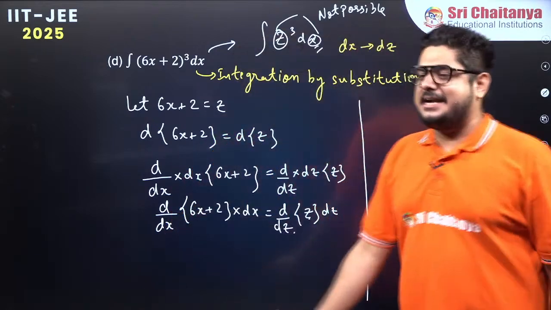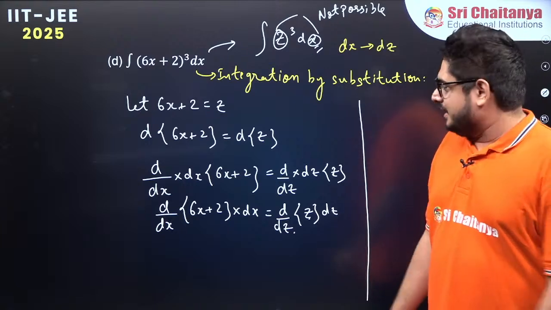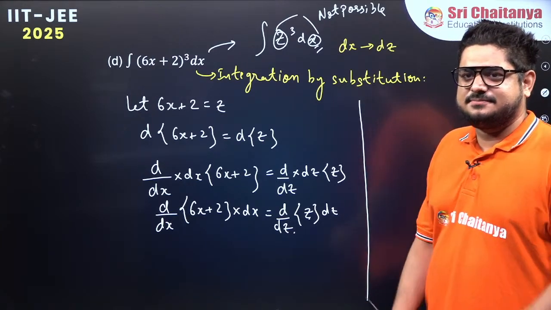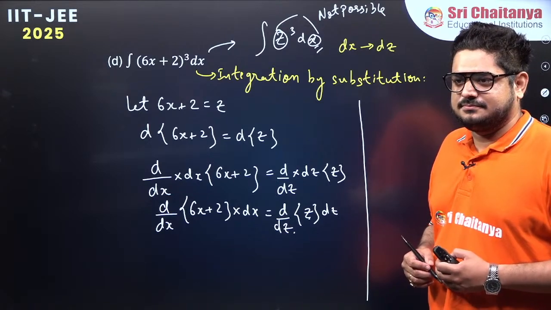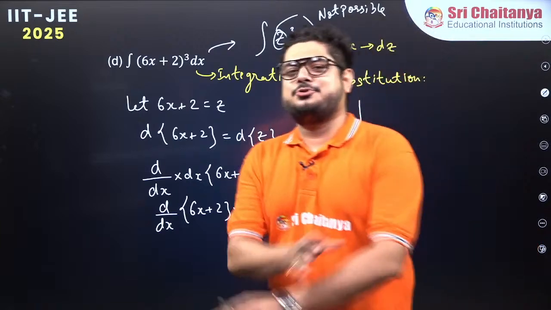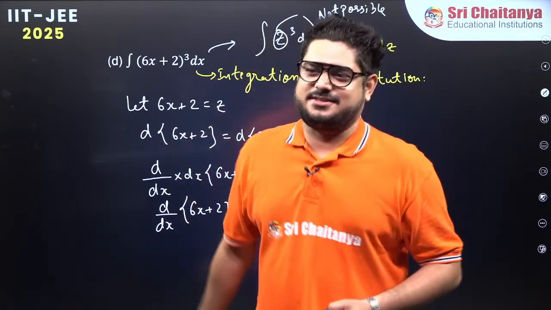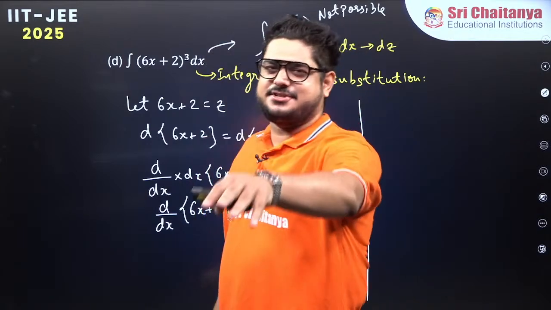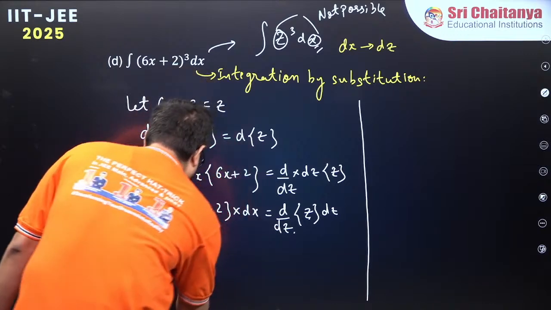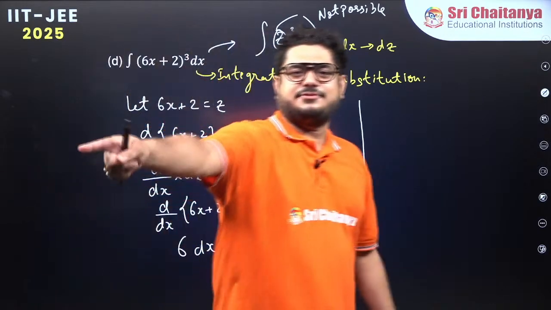Now you tell me, what do you think will be these differentiations? What is going to be d by dx of 6x plus 2? Write it down in the chat box, everyone. 6, correct. Once again, a request, those who haven't understood this, please go through differentiation once. Watch the previous lecture sessions, trust me, you will get this for sure. Yes, 6 is going to be the value.